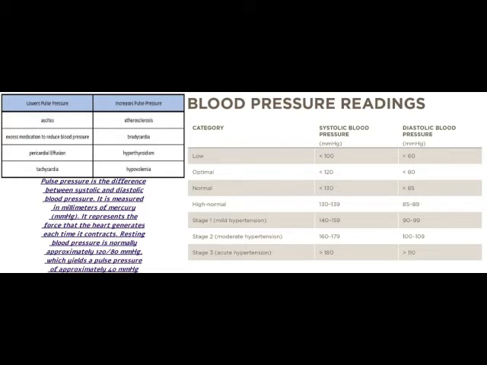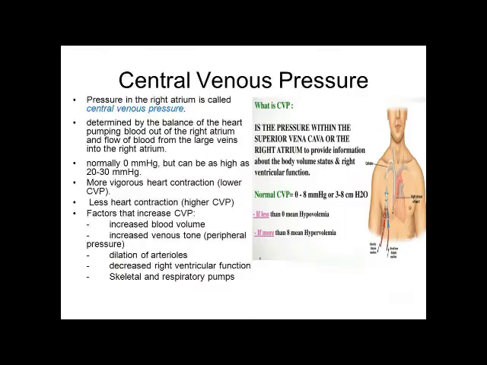While resting blood pressure is normally approximately 120 by 80 millimeters of mercury, which yields a pulse pressure of approximately 40 millimeters of mercury. The normal range of pulse pressure is between 40 and 60 millimeters of mercury. Pulse pressure tends to increase after the age of 50. This is due to stiffening of the arteries and blood vessels as one ages.